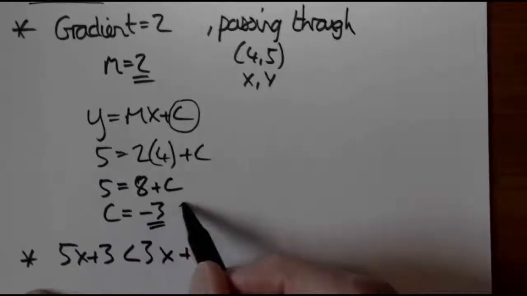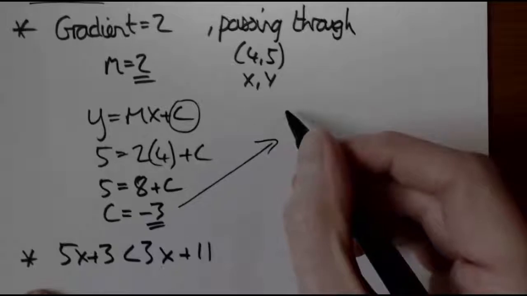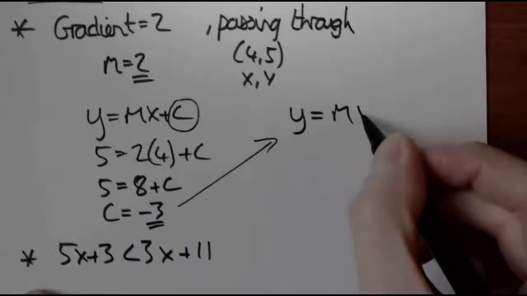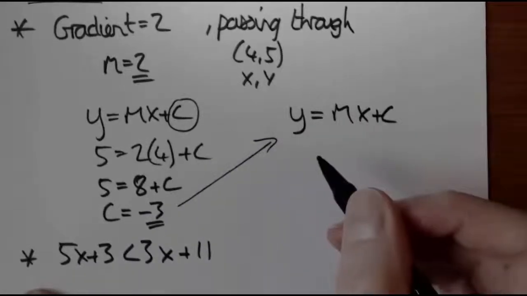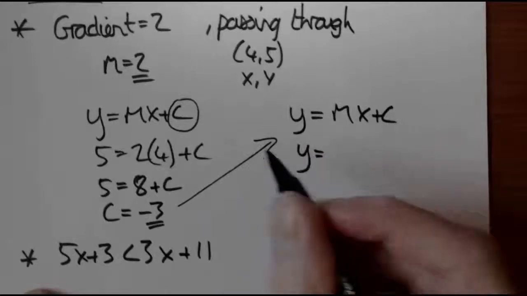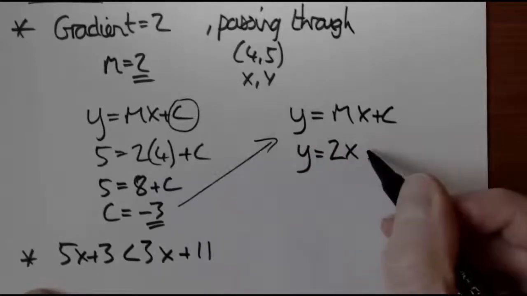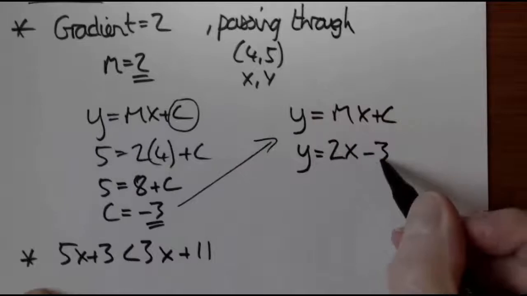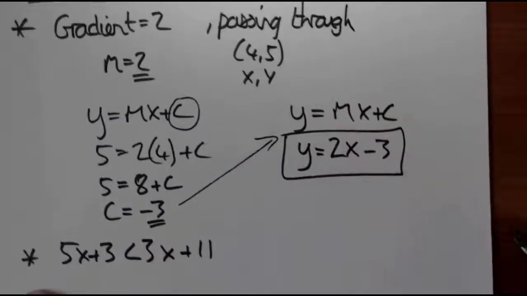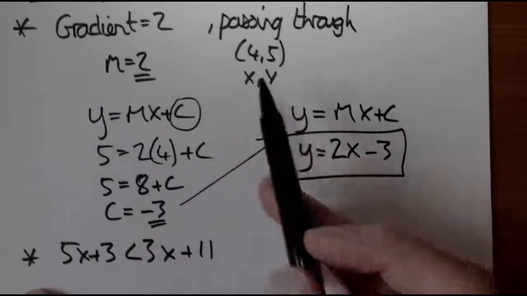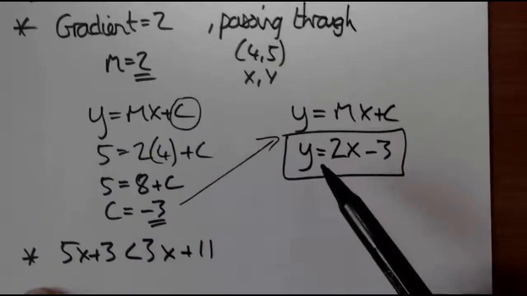So what we can now do is put this into the equation. We revisit this equation here. We then can say y equals 2x minus 3. So that's the equation of that line that has that gradient and it passes through this point.